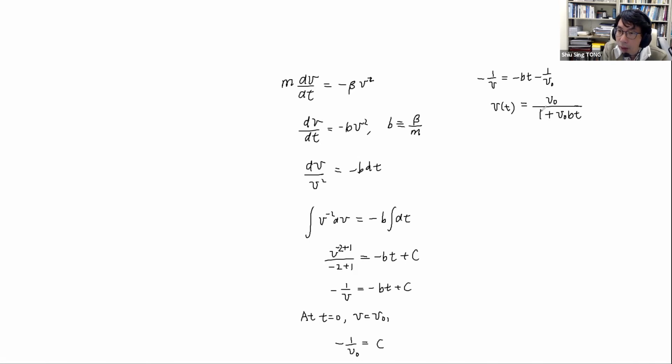Because I know in the denominator, 1 is added to v naught bt, right? So that means v naught bt is dimensionless. Otherwise, it cannot be added to 1, right? And if this combination is dimensionless, it means the product v naught b must have the inverse dimension of time. Is that right? Otherwise, it cannot be multiplied by t and become dimensionless. And so we can define the time scale tau like this. I can define it as 1 over v naught b.